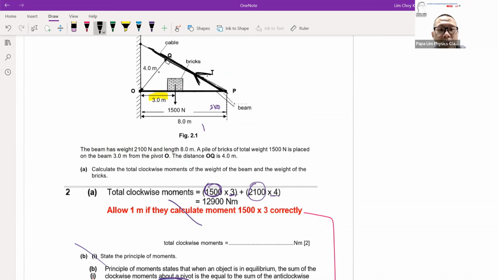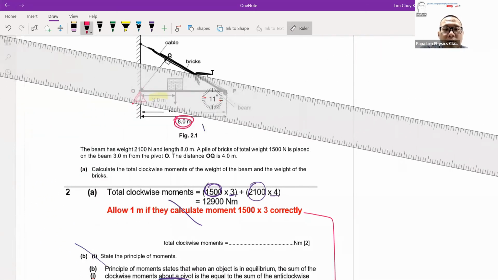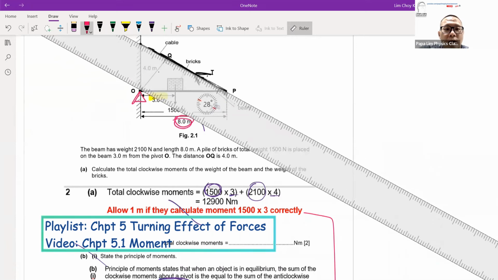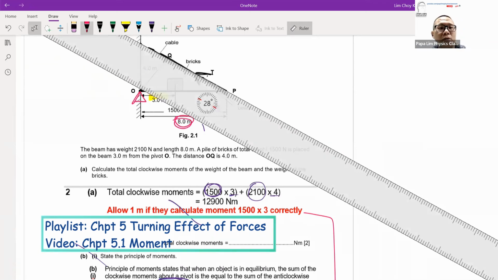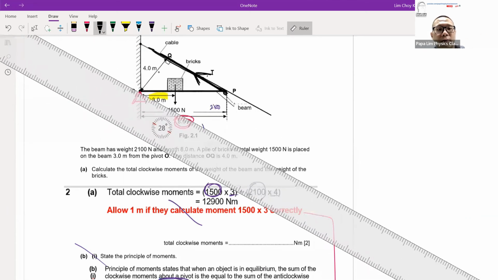Now, take note the perpendicular distance with respect to the pivot for force T is not 8 meter. It is not, because T is not the perpendicular distance. So where do you find the perpendicular distance? It is the technique that I mentioned before in chapter 5. You take the line of action of the force, this black color line. You copy this line and move it to the pivot.